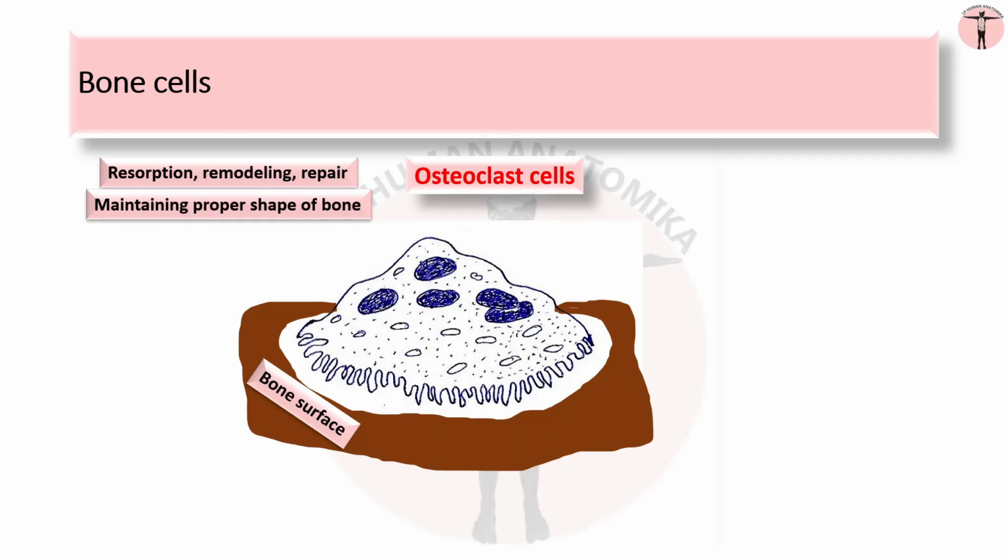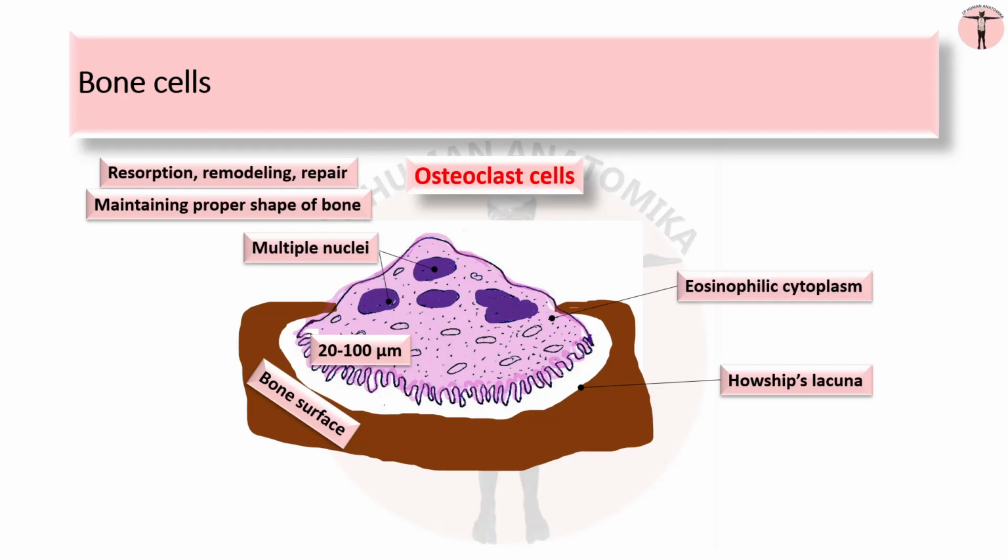Osteoclasts are often located on the resorbed, enzymatically etched or eroded shallow depressions or pits in naked contact with the bone, called resorption bay or Howship's lacunae. Each osteoclast is a large cell varying from 20 to 100 micrometers in diameter. It possesses multiple nuclei with eosinophilic cytoplasm and is devoid of any processes.